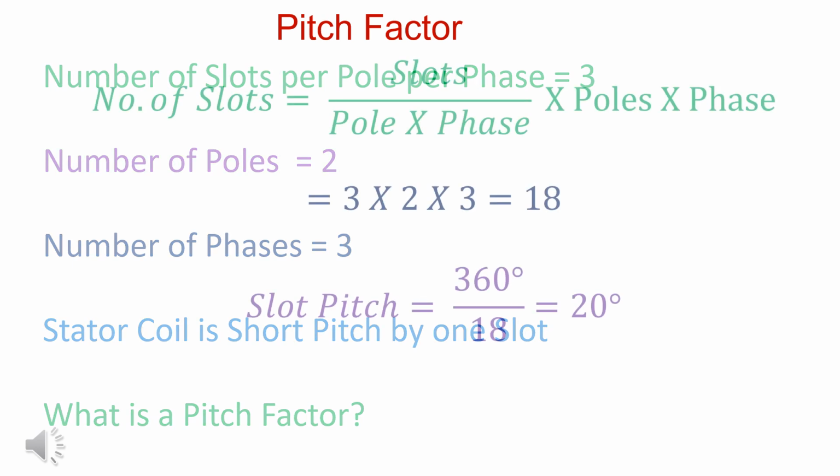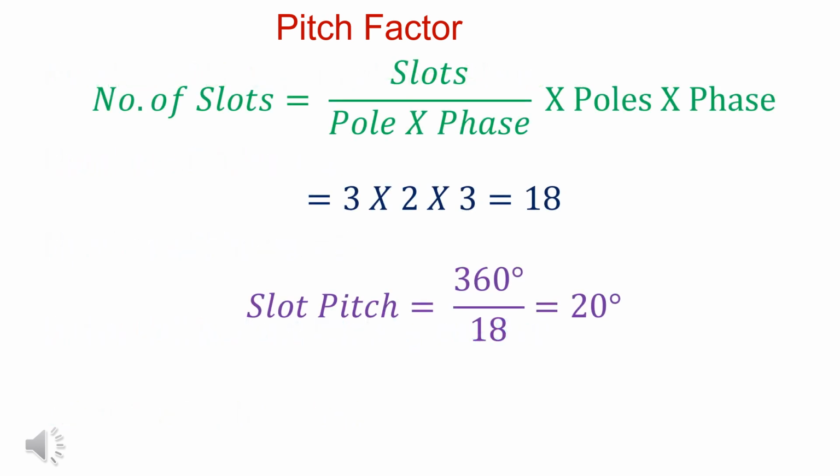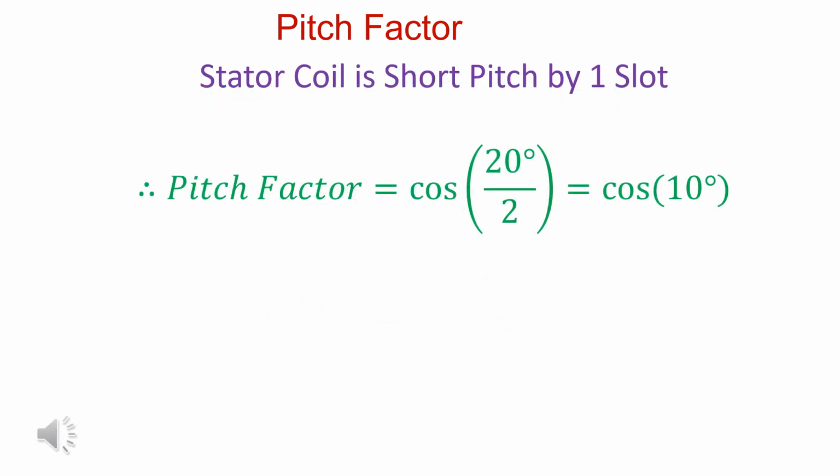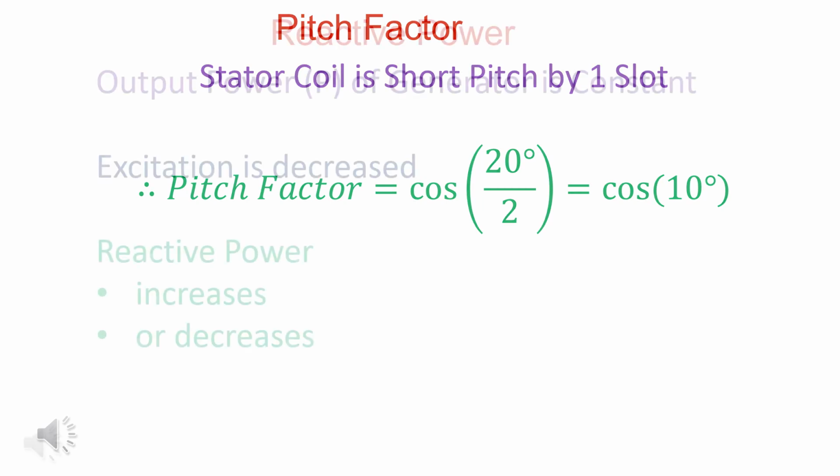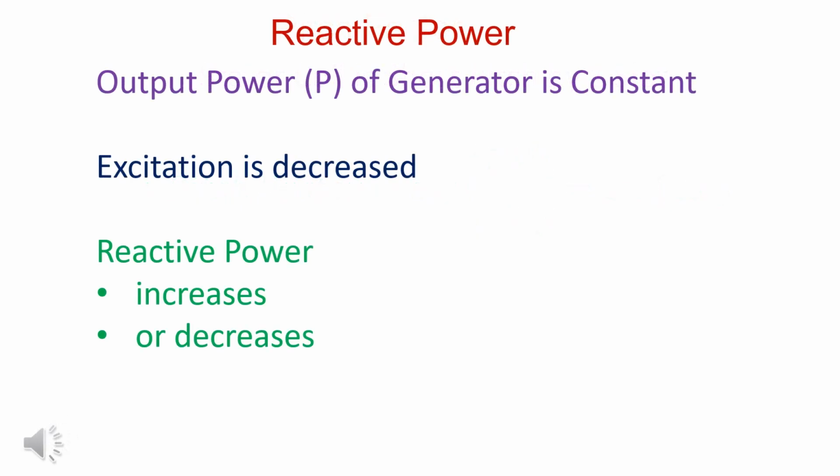Number of slots is equal to 18. Slot pitch is equal to 360 by 18, which is equal to 20 degrees. Pitch factor is equal to cos 20 by 2, which is equal to cos 10 degrees. This question normally comes in the exam.